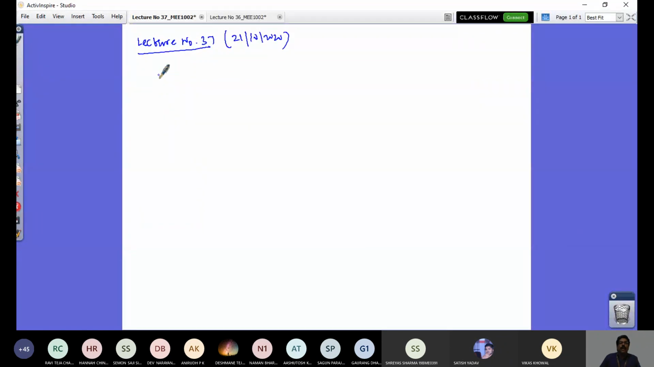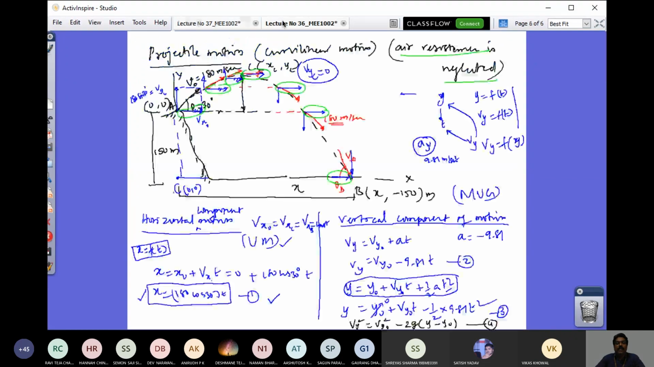So in this problem, I know the first equation is Vx naught. Actually I require this, so let us just look at this. Just a minute. I'm not able to see that. So here we have this equation: x is equal to 180 cos 30 t. That's the first equation, so let's take the first equation.